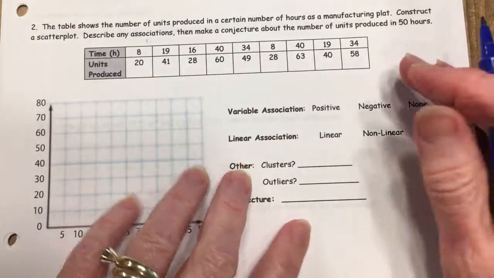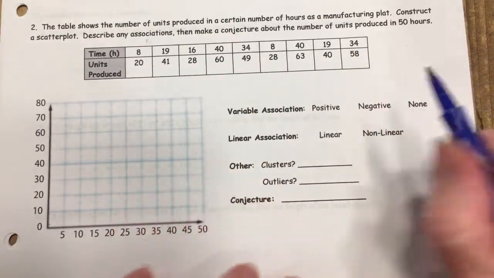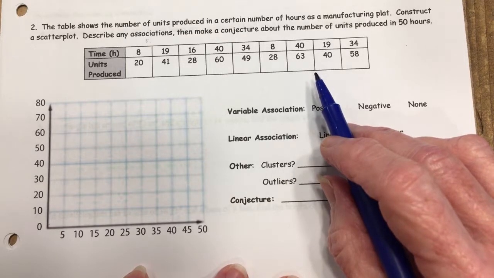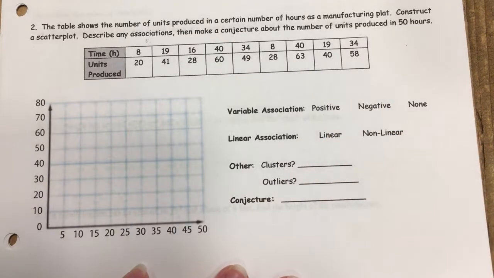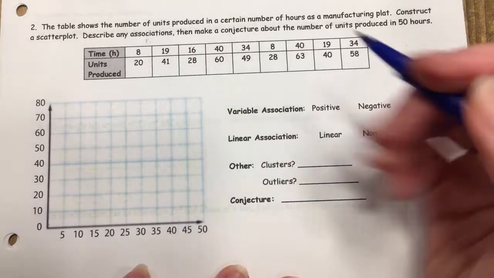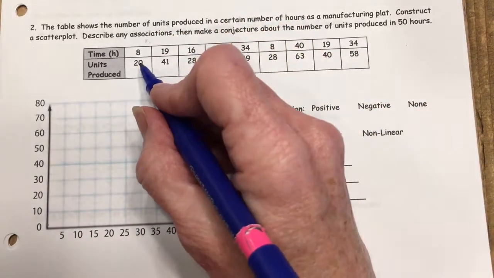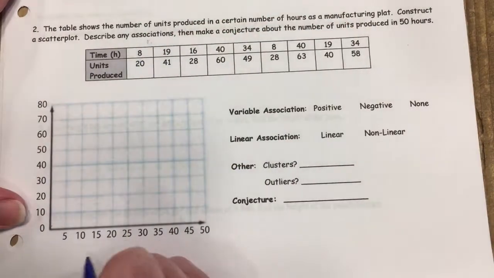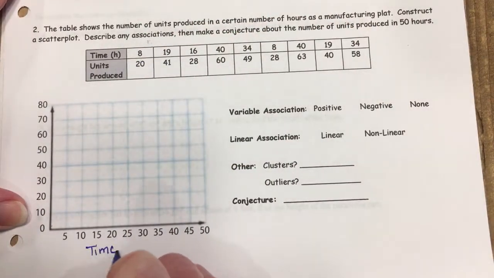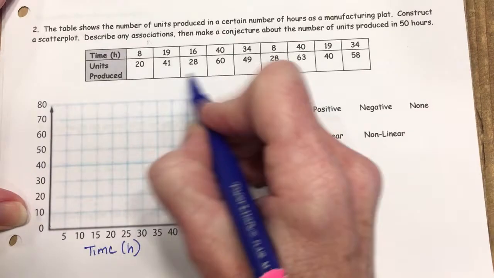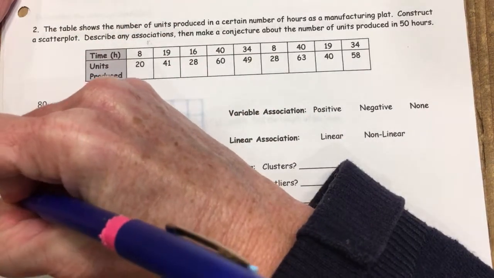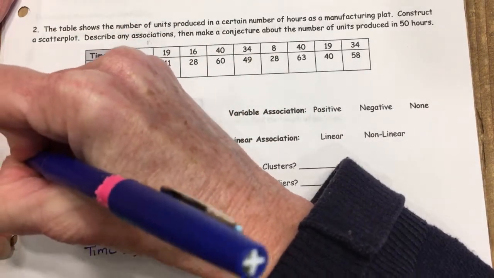All right, number 2, the table shows the number of units produced in a certain number of hours at a manufacturing plant. Construct a scatter plot, describe any associations, and then make a conjecture about the number of units produced in 50 hours. All right, so our first step is to actually make the scatter plot on here. So time is going to be down here. So this is our time, and it's in hours, and then this is going to be our units produced.